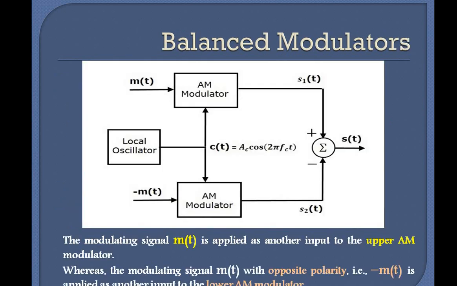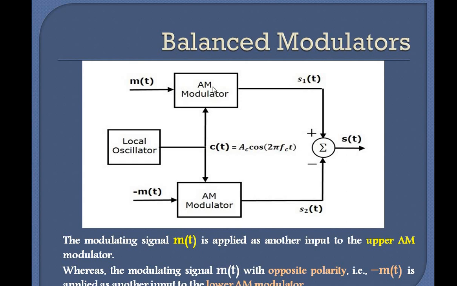So this is the block diagram of your balanced modulator to generate which signal? To generate your amplitude modulated signal. The balanced modulator here we are using has two amplitude modulators. As I have said, these are used to generate AM signals, and a local oscillator. What does the local oscillator do? Local oscillator is used to generate your carrier signal.